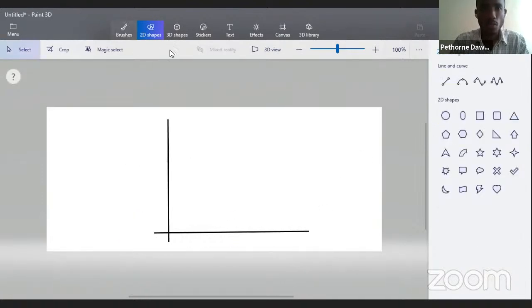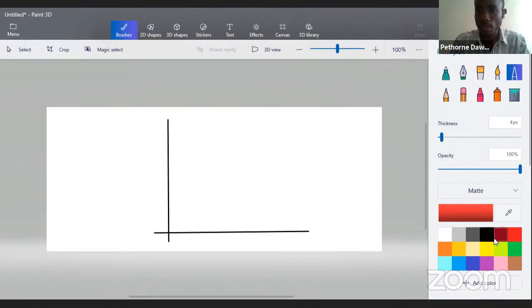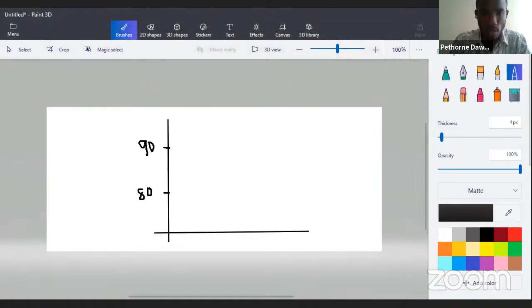All right, let me go for my pencil tool. So say 90 is up here. And then they say 80 is about here. Let me see if there's anything that I'm missing. No? All right, we have temperature on the Y and time on the X.